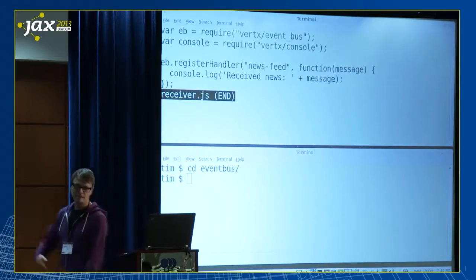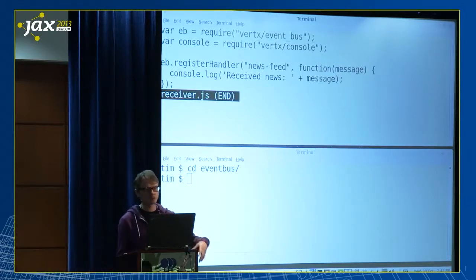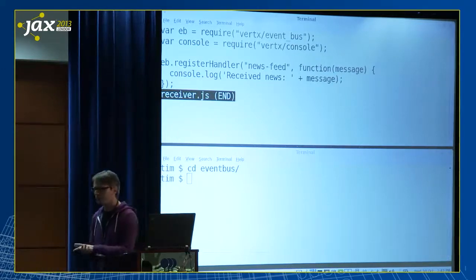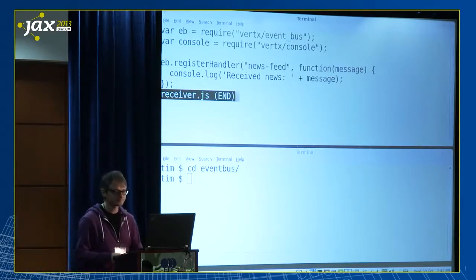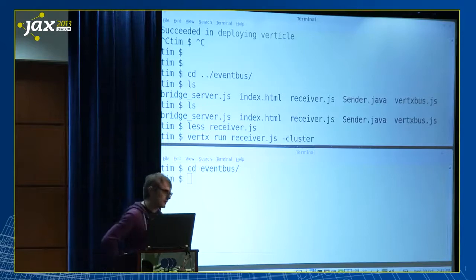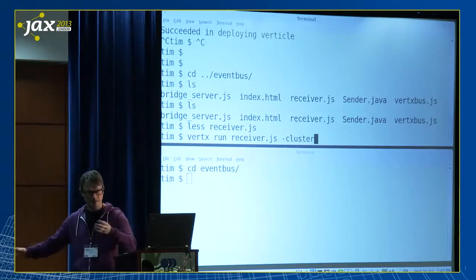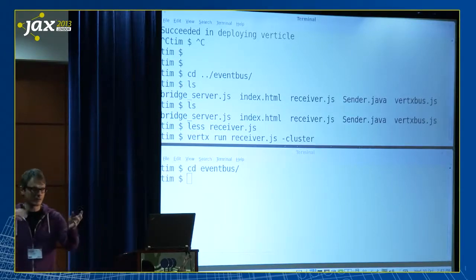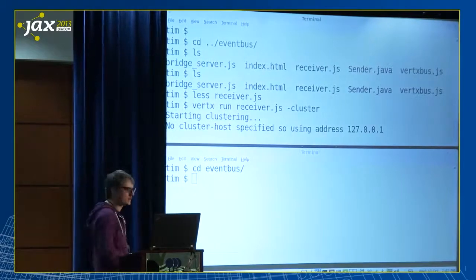All it's doing is subscribing to an address on the event bus, and when it receives data on that address, it's just going to log that out to the command prompt. It's a very simple example of publish-subscribe messaging, the subscribe part of it. So let's run that: vertx run receiver.js. Now I'm going to use this switch here, -cluster, and this tells Vert.x that when it starts up, it should also look out for any other Vert.x instances that might start up on the same network, and if they do, cluster them together so they start talking to each other. Right now, we've only got receiver.js running, so nothing much is going to happen.